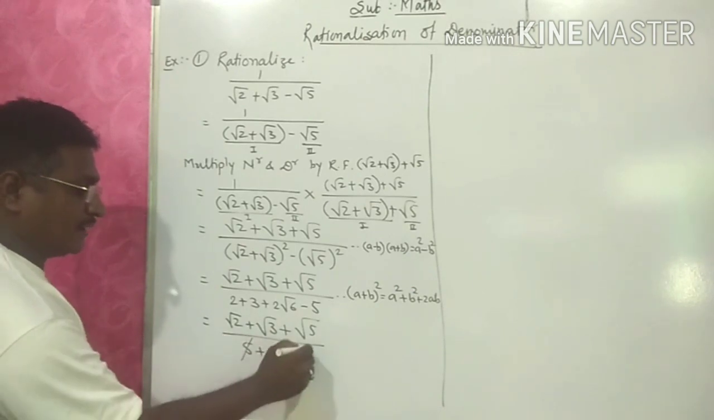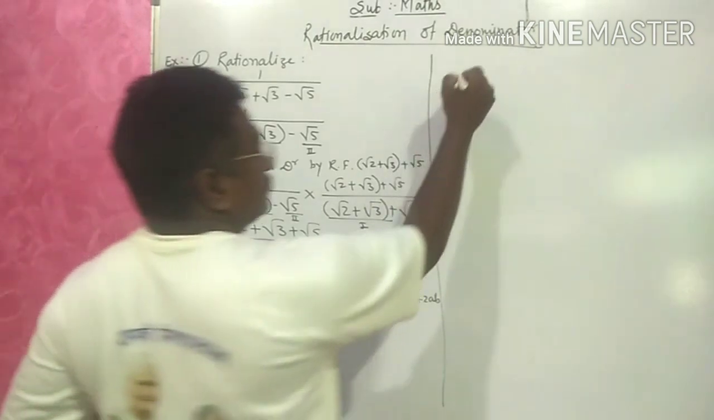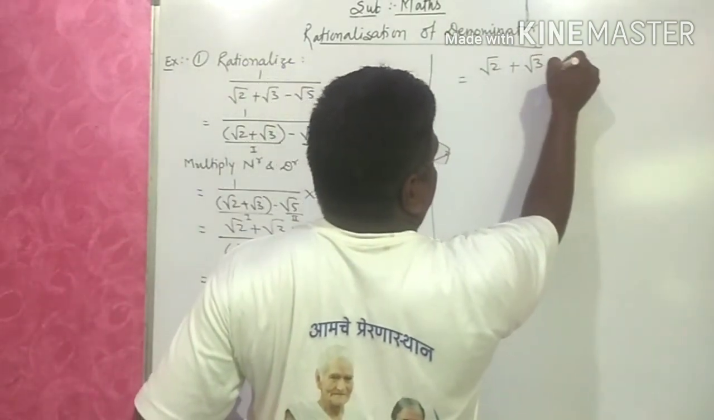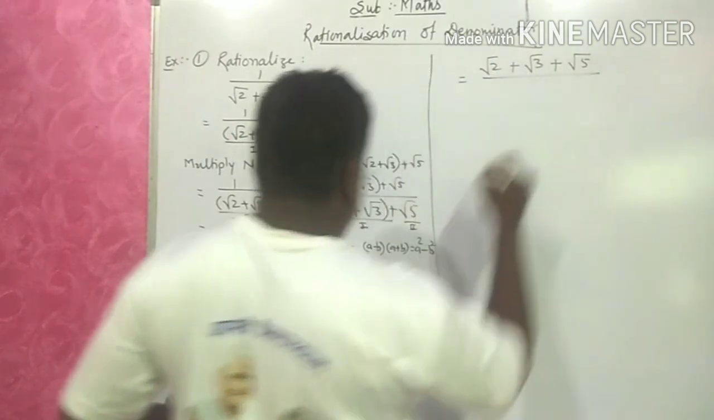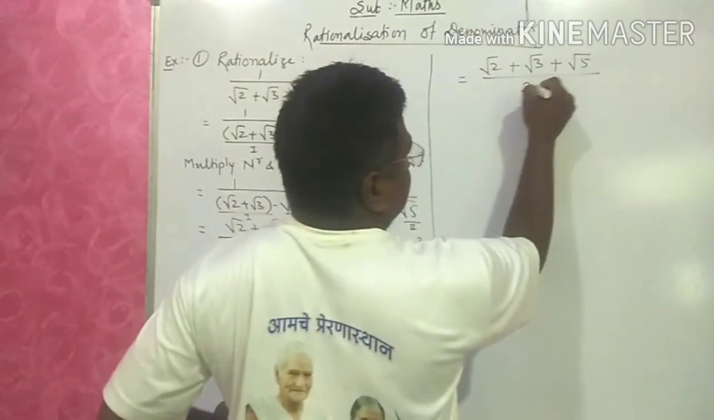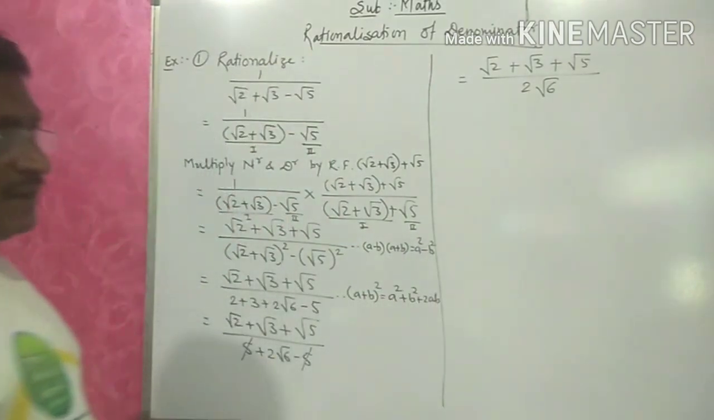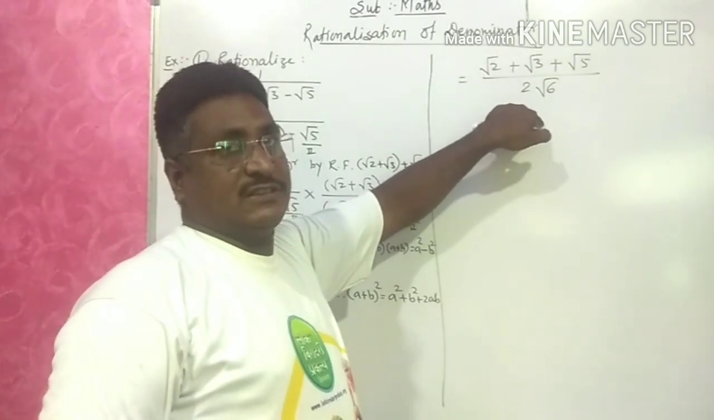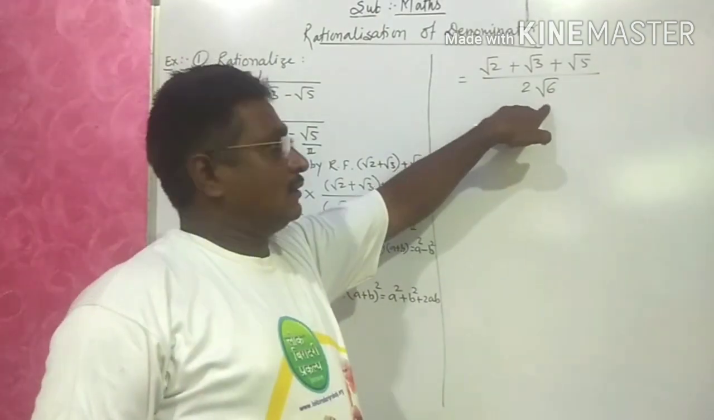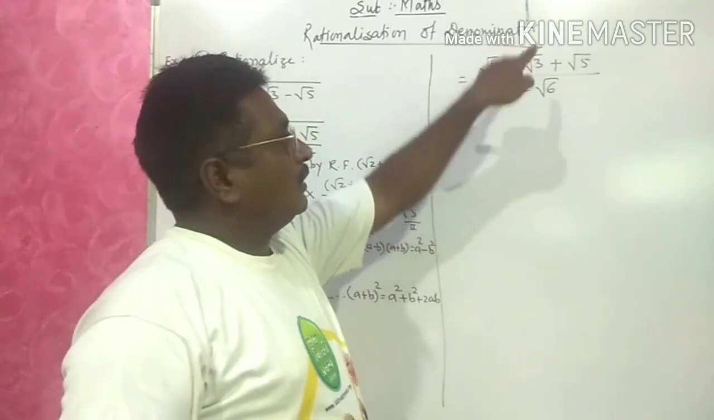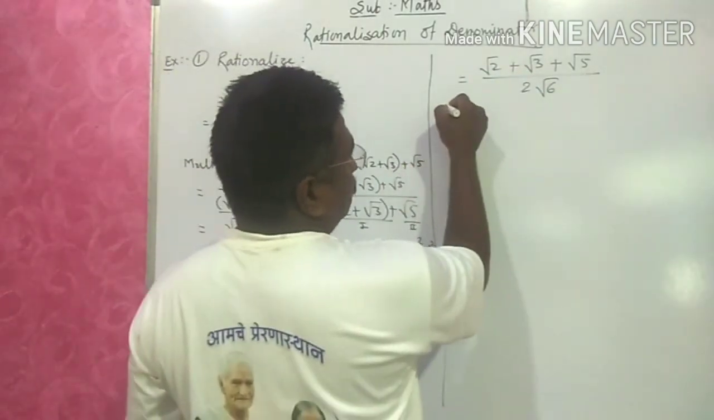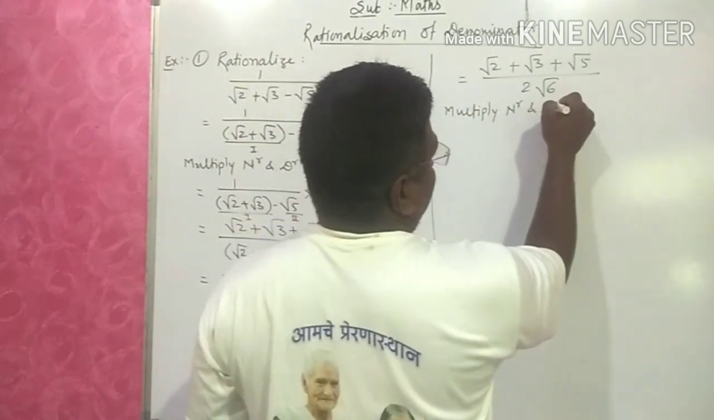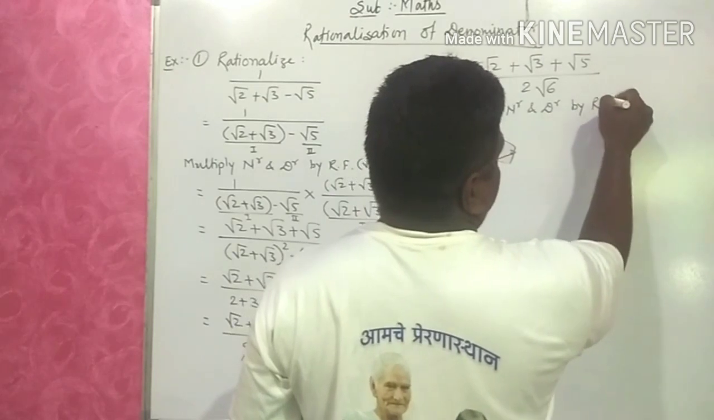Now 5 cancels. So what will we get? Root 2 plus root 3 plus root 5 by 2 root 6. Is the denominator a rational number? No. The denominator is not a rational number. Root 6 is there, means it is an irrational number. So what has to be done? Again we have to rationalize this. So again we have to multiply numerator and denominator by the rationalizing factor.